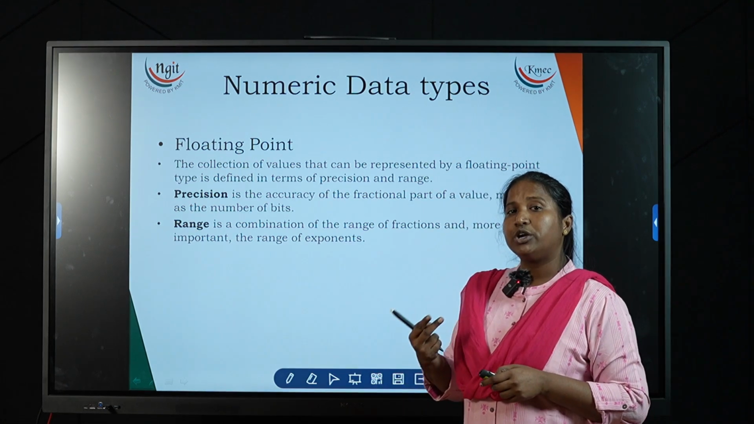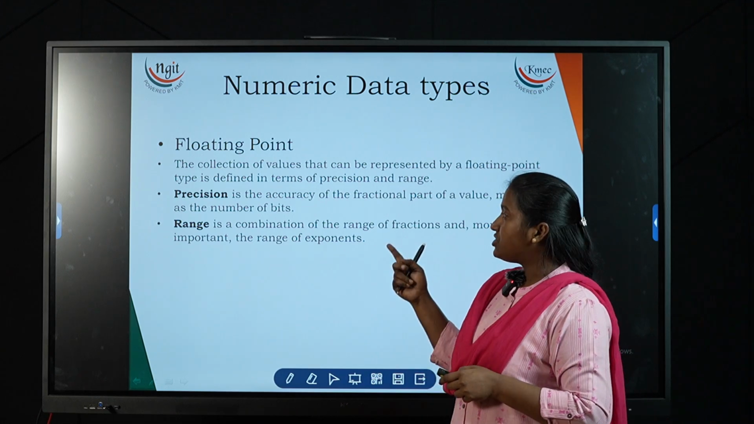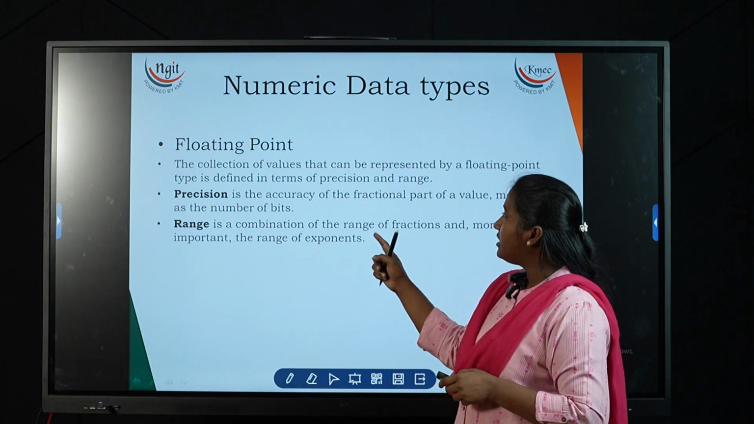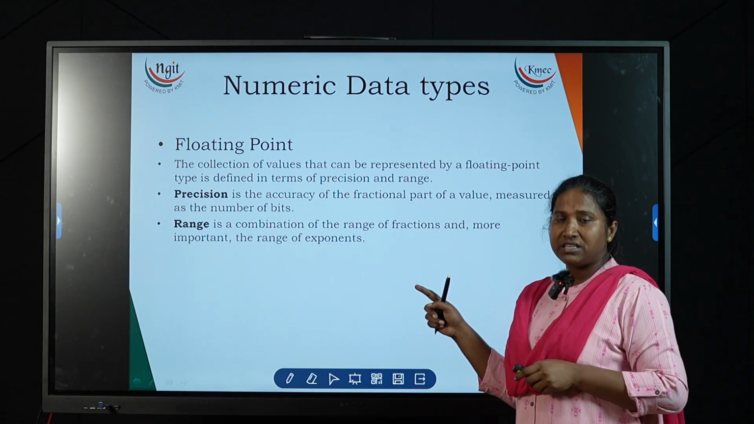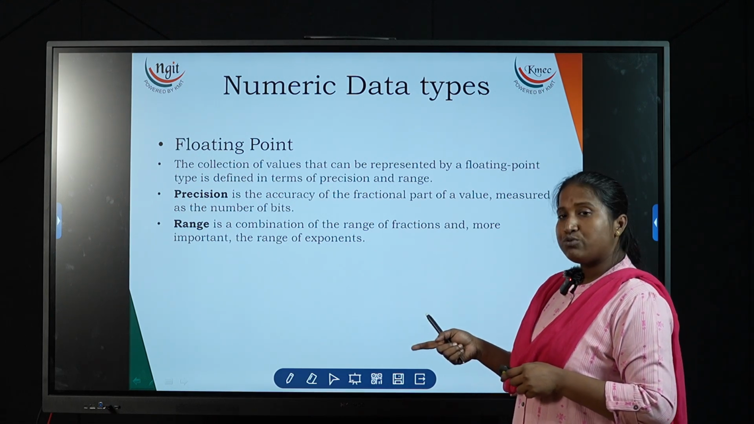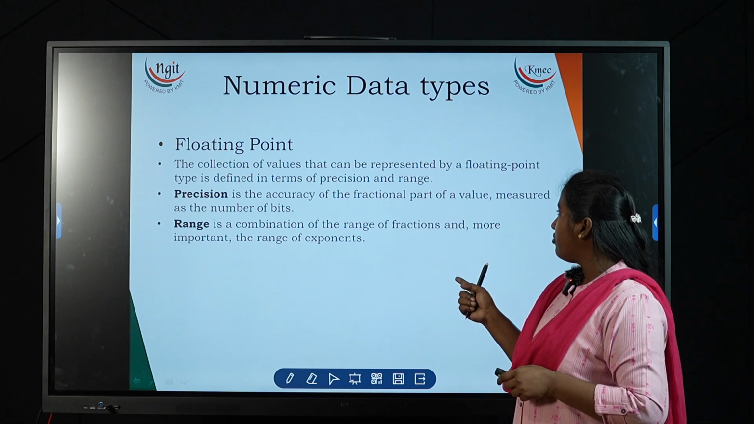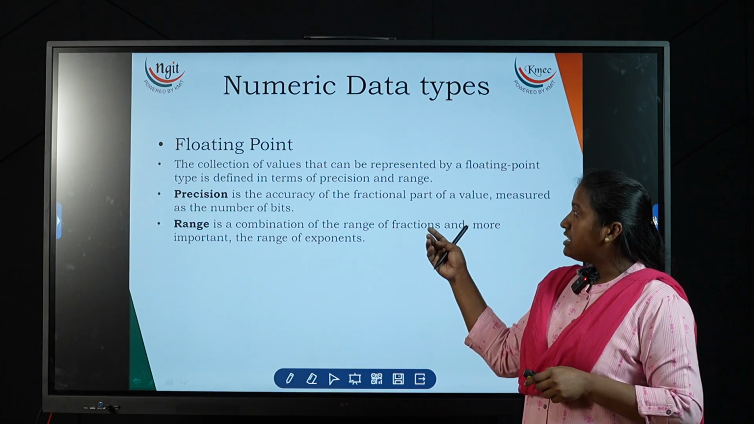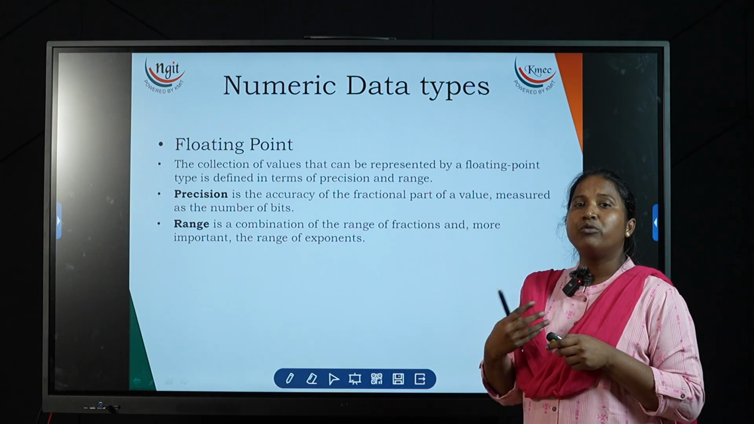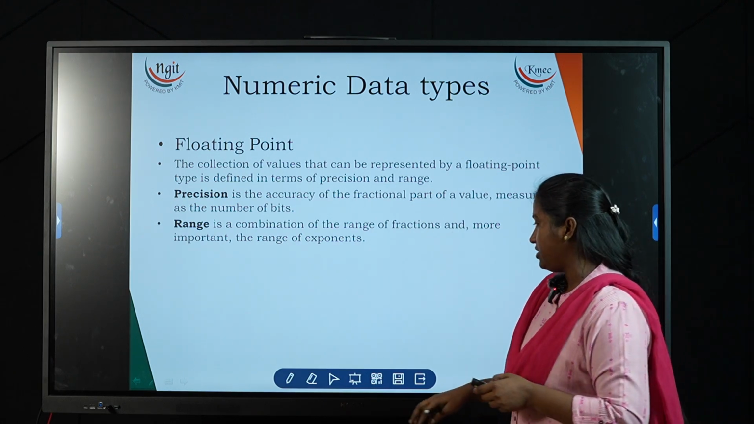And there are two things you have to notice here: precision and range. Precision is the accuracy of the fractional part of a value, measured as the number of bits. And range is a combination of the range of fractions and, more importantly, the range of exponents. So these two terms tell you more about floating point representation.